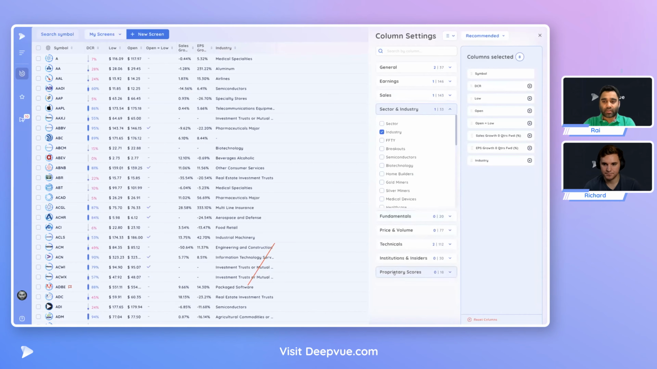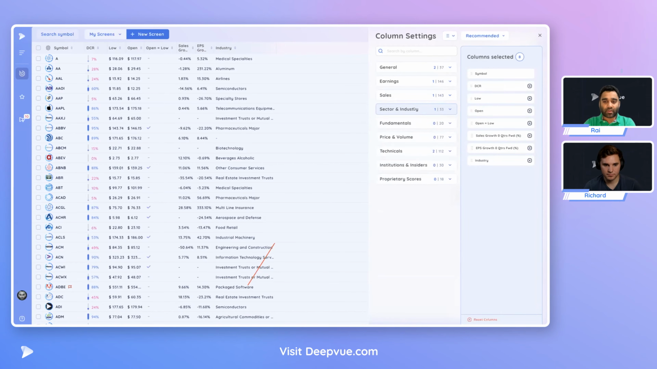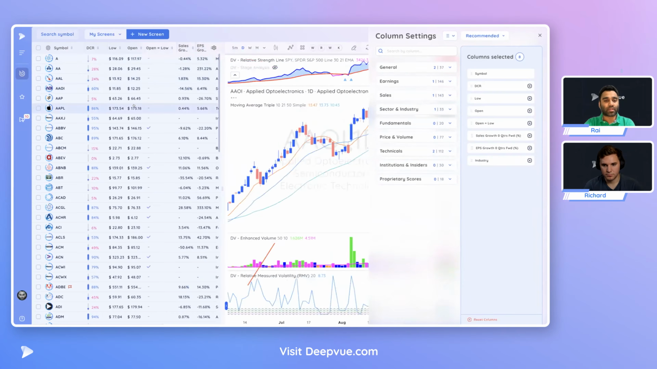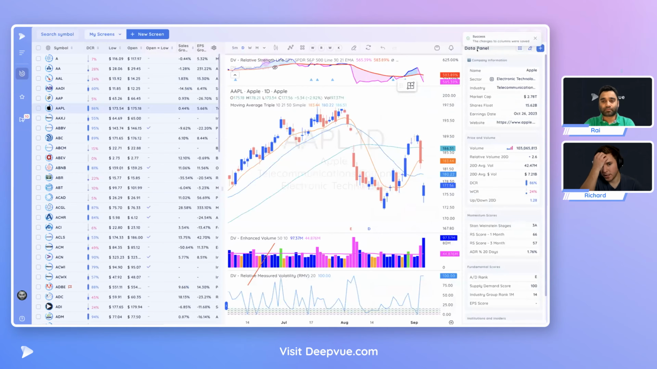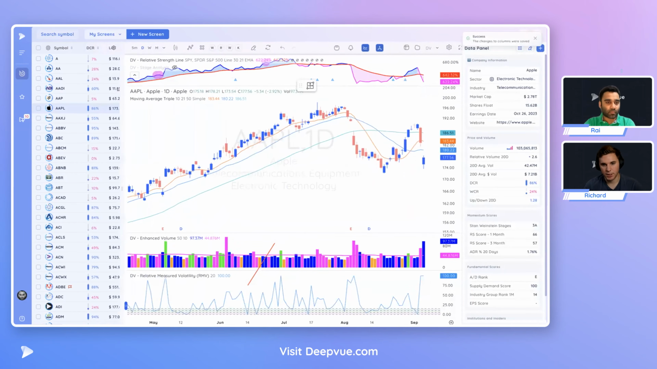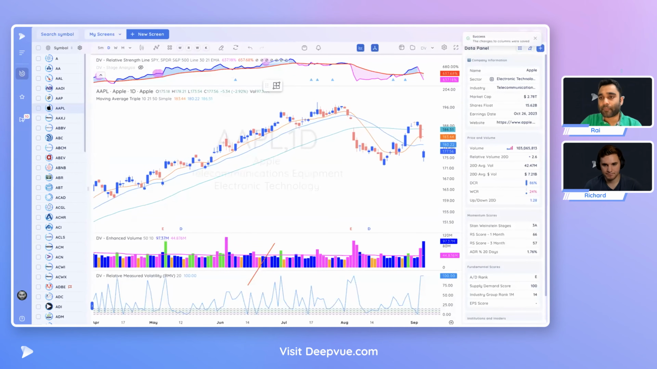We have over 300, 400, 500 now, and we're continuously adding more. So anything that you could scan for in Deepvue is also available as a plain old column as well. And a lot more fundamental data points are coming, right? Yeah, in the short run. Let's see, going through questions here.